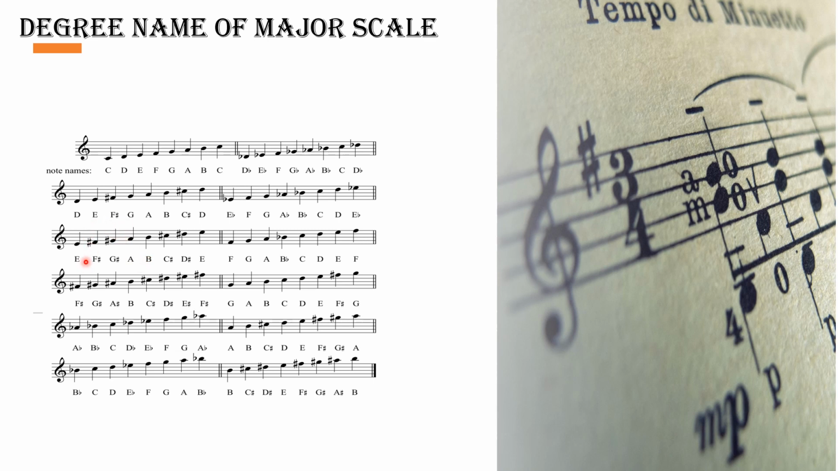So for instance, if you're playing on the key of E major, E becomes your tonic, F sharp becomes your supertonic, G sharp becomes your mediant, A becomes your subdominant, B your dominant, and C sharp becomes your submediant, and D sharp becomes your leading note down to E, which is your tonic.